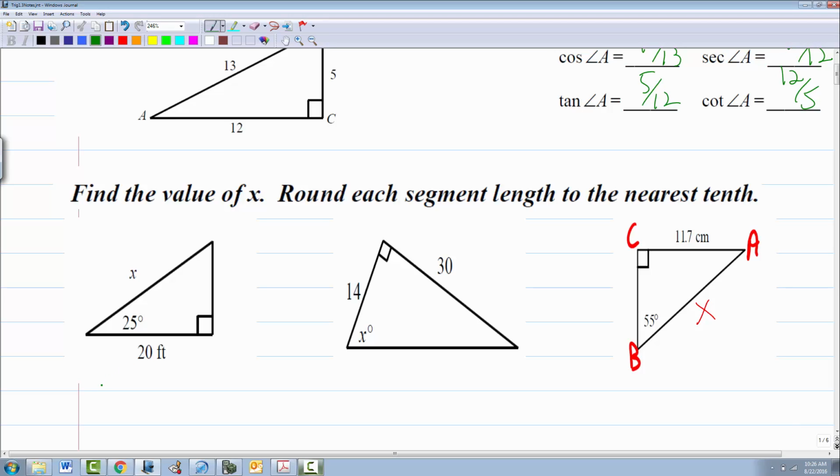So what does that mean? Who am I going to use? What trig function? Cosine of who? Some people jack this up. Equals who? 20 over x. Just the student in question.